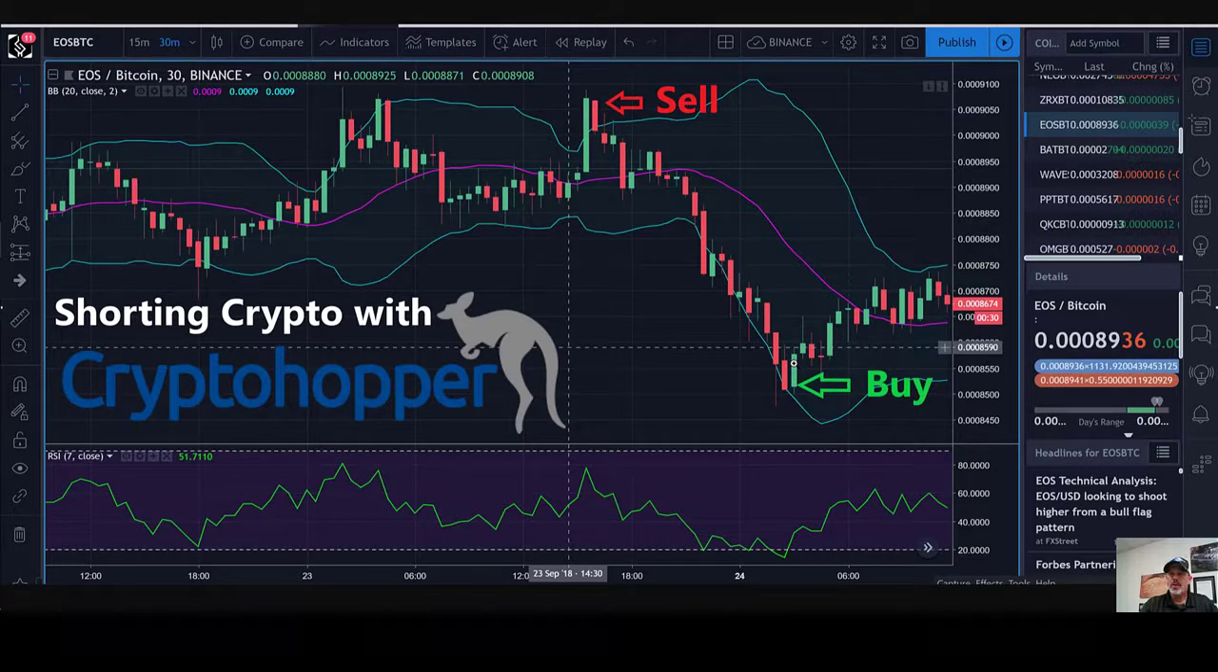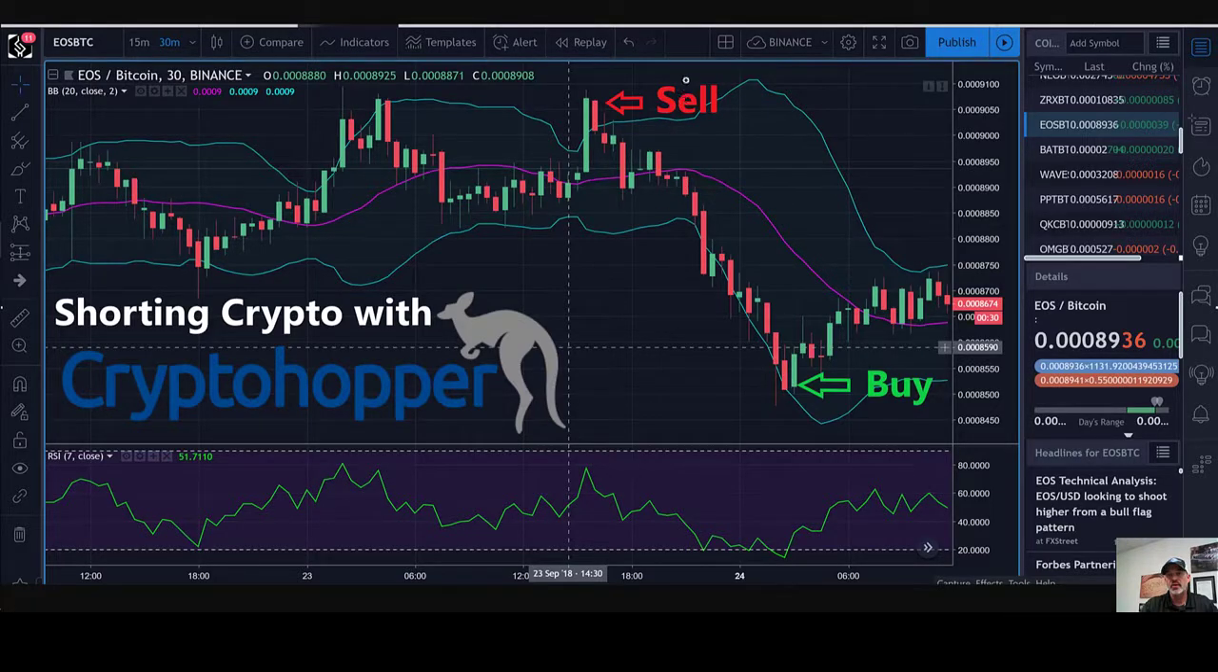Now, the way CryptoHopper actually works is you have to own the 100 tokens in order to place this sell order. Once you place that sell order, it will track the token, whether it be down or up, and in order to exit your short position, you would put on a buy. And again, hopefully you put your buy on after it has declined rather than increased.